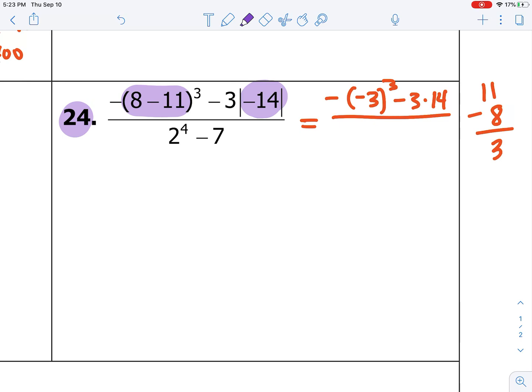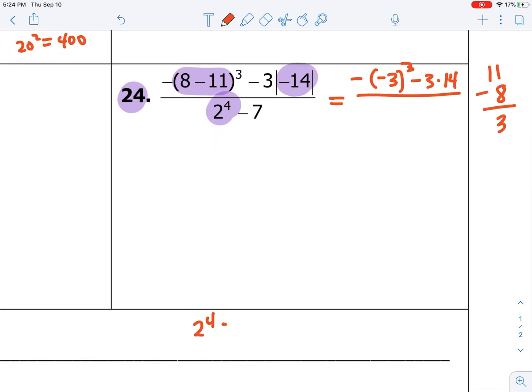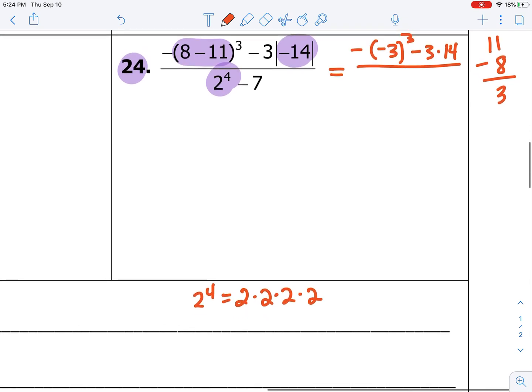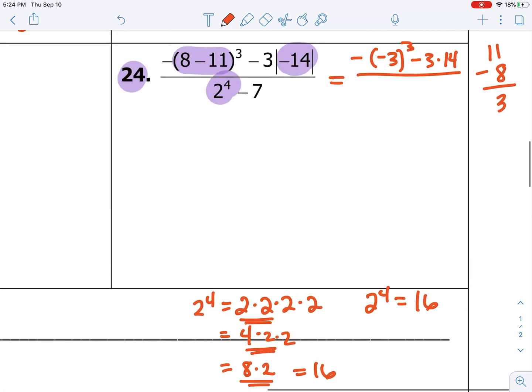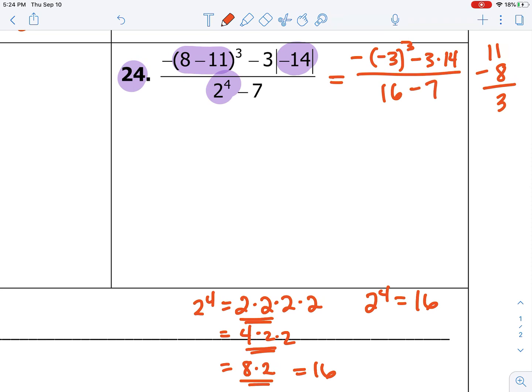Now, we have a denominator, so we can treat the denominator as a separate problem for now. In the denominator, what do we need to do first? We need to apply the exponent, 2 to the 4th. So 2 to the 4th is 2 times itself. How many times? 4 times. Now, your brain can only multiply two numbers together at once. So when you're looking at this, you only want to multiply two numbers together at once. 2 times 2 is 4. Then I bring down this 2, and I bring down this 2. Four times 2 is 8. Then I bring down this 2. 8 times 2 is 16. So 2 to the 4th is 16. So we have 16 minus 7 in the denominator.